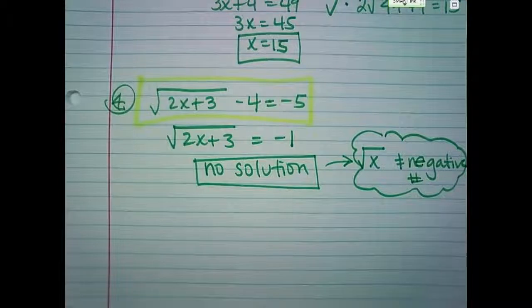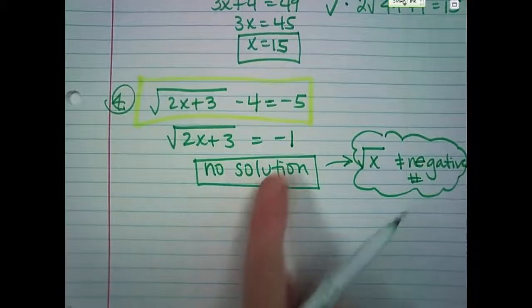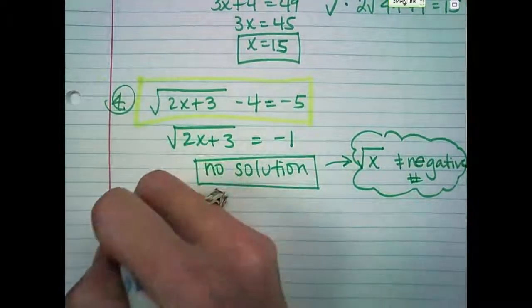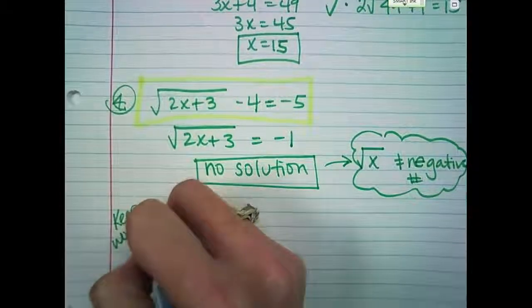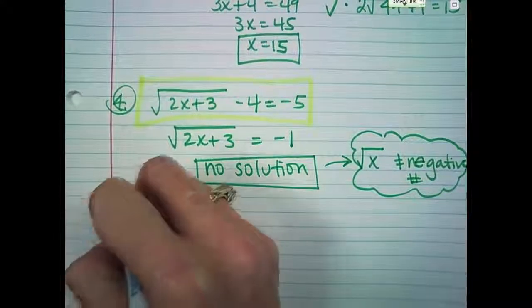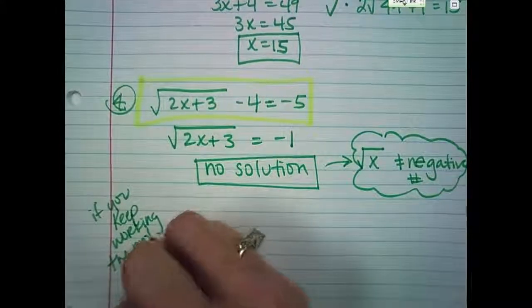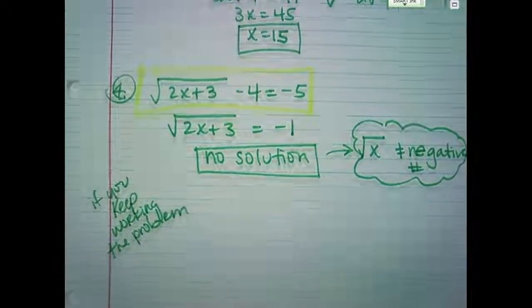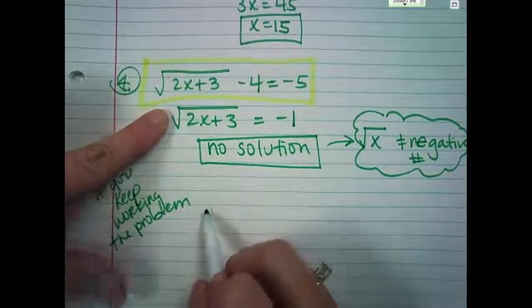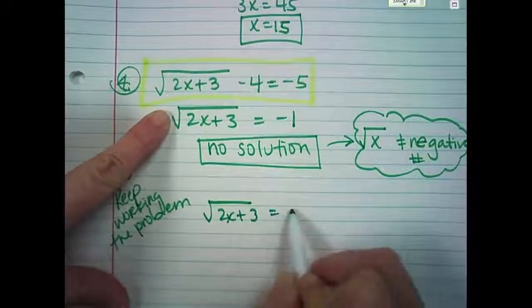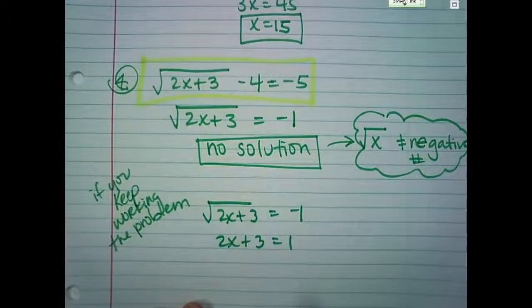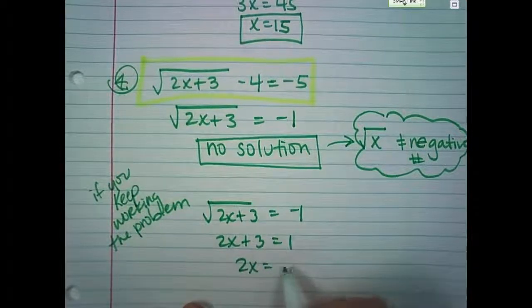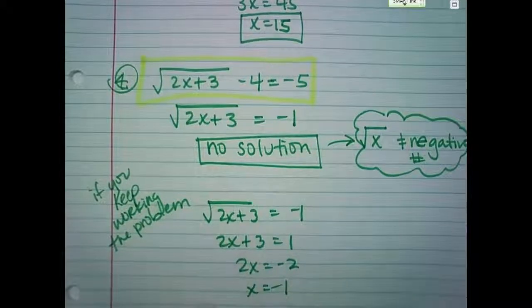Now let me show you a little secret though. Just like all of us sometimes, you might have accidentally missed that. So let's say you keep working the problem. Look what happens real quick, and you can write this down or you can just watch. If I just kept going, I would have said, okay, the square root of 2x plus 3 equals negative 1. I would square both sides to give me 2x plus 3 equals 1, correct? Move my 3 over, 2x equals negative 2 and x equals negative 1, which is fine.